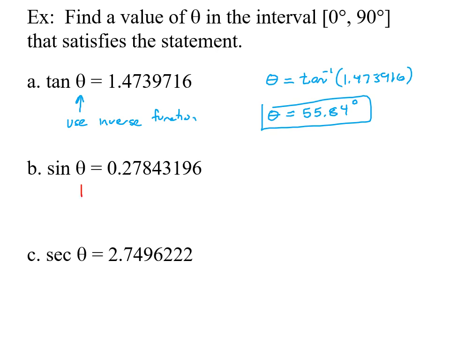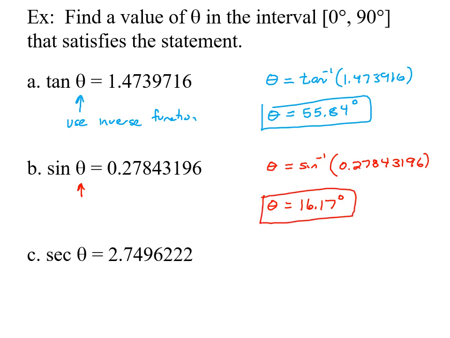So again, we're looking for this angle theta in sine theta. And so if I want to know what that theta is, I would do an inverse function on the other side. And so again, type it in basically the way it looks. Second sine of 0.27843196. And you'll get a theta of about 16.17 degrees.